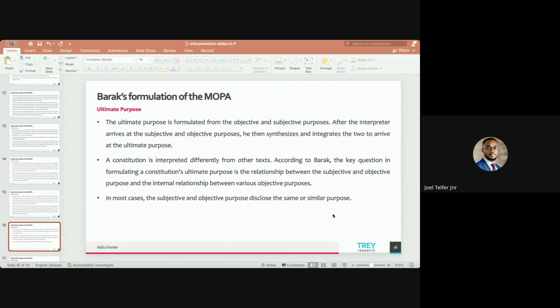Great. Now, the ultimate purpose. The ultimate purpose is formulated from the objective and subjective purpose. After you have determined what the subjective and objective purposes are, you integrate the two to arrive at the ultimate purpose. Now, my question is, when you are interpreting a document such as a will, which of the purposes do you think will prevail? The subjective. In all of these scenarios I'm going to give you, the assumption is that oftentimes the subjective purpose is different from the objective purpose. When there's a conflict between the subjective and objective in relation to a will, which one do you think will prevail?